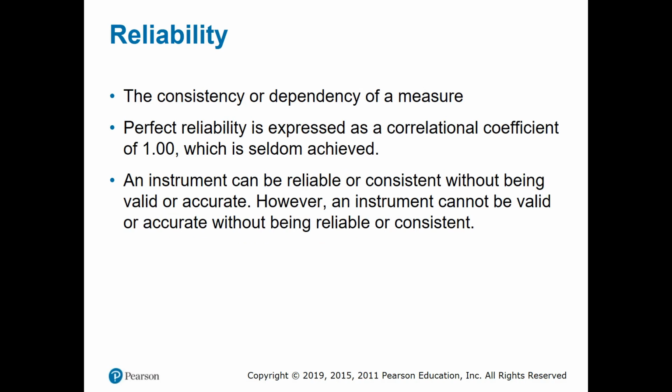Reliability is the consistency or dependency of a measure. Perfect reliability is expressed as a correlational coefficient of 1, which is seldom achieved, but that would be a perfect correlation or a perfect relationship. An instrument can be reliable or consistent without being valid or accurate. However, an instrument cannot be valid or accurate without being reliable or consistent.